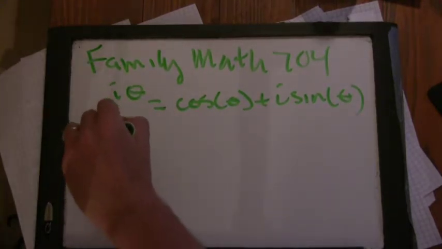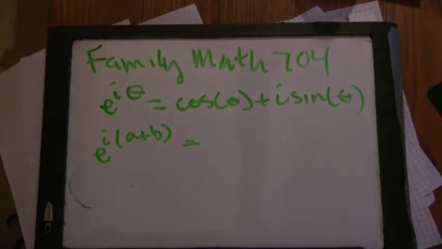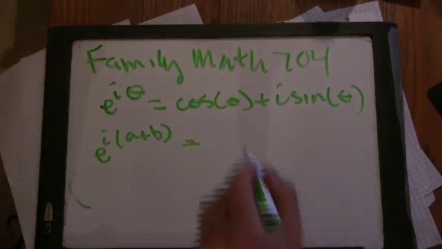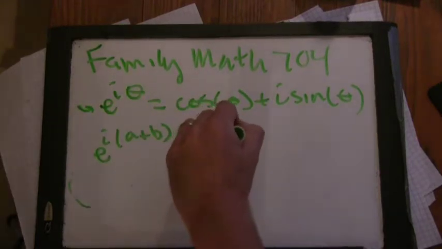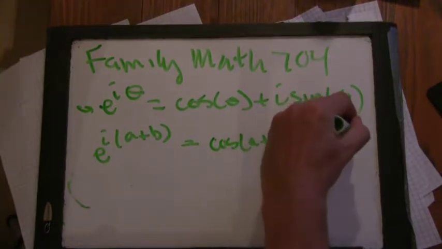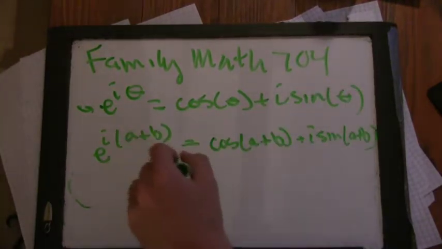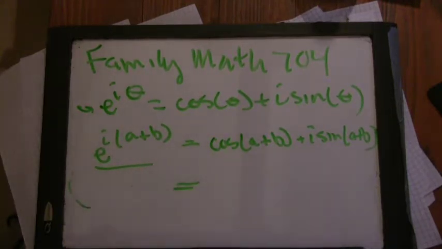So we're going to look at e to the i times (a plus b), which equals what? Well, that's cosine of (a plus b) plus i times sine of (a plus b). Okay, right. That's what it equals from the trig formula. But what does it equal from the sum and product rule for exponents? This also equals something else.